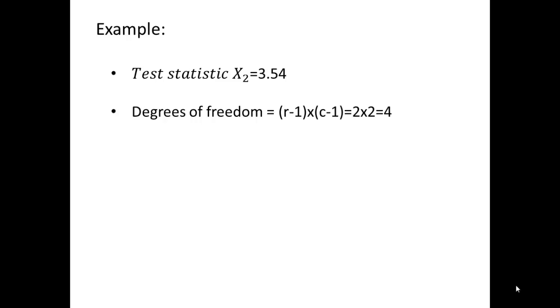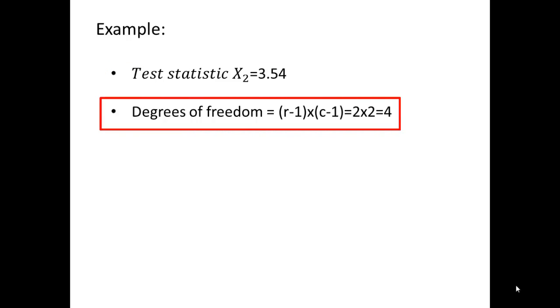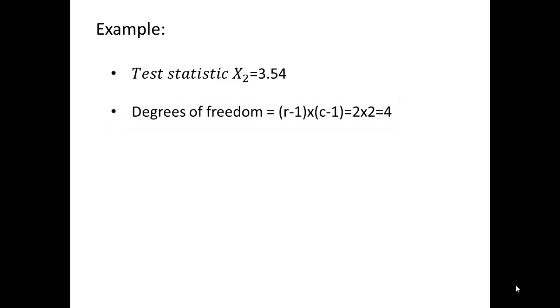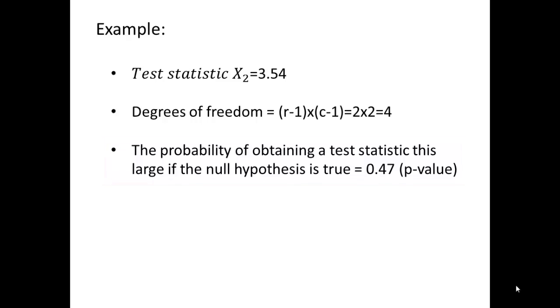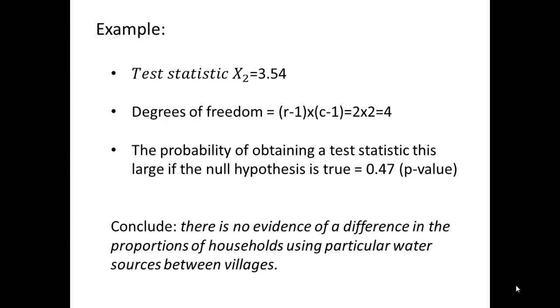So going back to our example, we get a chi-squared test statistic of 3.54, and we compare that to the chi-squared distribution with 4 degrees of freedom to calculate our p-value, and we get a value of 0.47. So this is the probability of getting a test statistic this extreme if the null hypothesis is true and there is no association between water source and village. So this is a big p-value, and that indicates that there's no evidence against the null. So household drinking source and village appear independent.